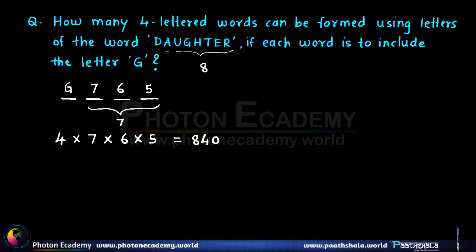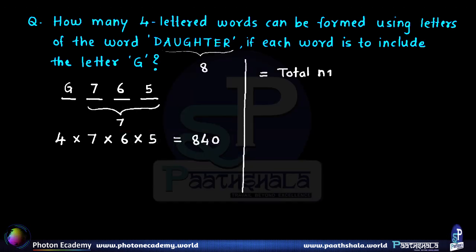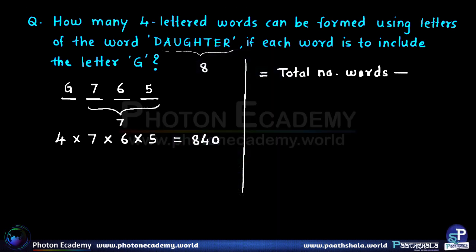Now there is an indirect method also to calculate this count. That is, the required number of ways are nothing but the total number of words that can be formed using the 4 letters of the word daughter, and from that we subtract the number of words in which G is not present. So from that we subtract the total number of words without G. That will naturally give us the required number of words.